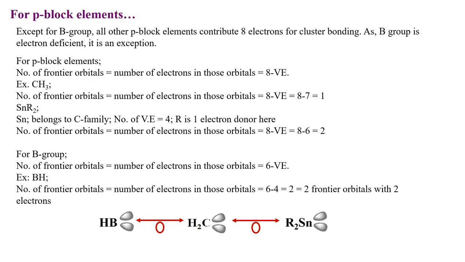For example, if I take BH, here the number of frontier orbitals will be 6 minus 4, that is 2. So there will be 2 frontier orbitals with 2 electrons in them. So when you get 2, it means 2 frontier orbitals with 2 electrons; if you get 1, it means 1 frontier orbital with 1 electron. BH has 2 frontier orbitals with 1 electron in each, and the carbon fragment which has 2 frontier orbitals is CH2. So CH2 also has 2 frontier orbitals with 1 electron in each, and SnR2 also has 2 frontier orbitals with 1 electron in each. All these three are found to be isolobal with each other.